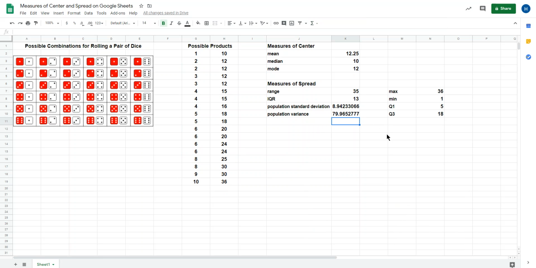And that's how you use Google Sheets like a graphing calculator. I hope this was helpful. Feel free to send me any messages about questions you have.